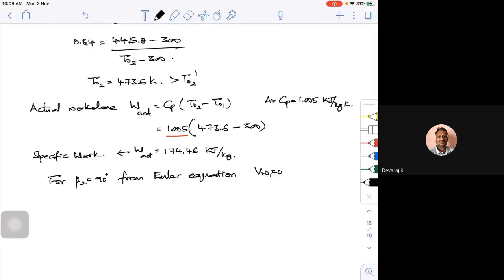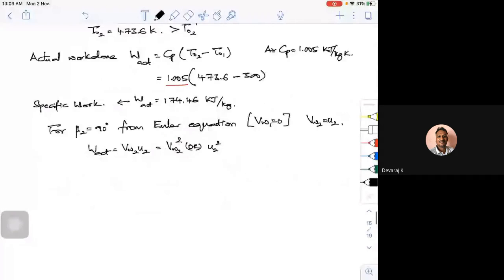we know that W axis is also equal to VW2 into U2. Here VW2 is equal to U2, so either I can put VW2 square or U2 square. So W actual will be equal to U2 square. Now let us try to find U2 square.